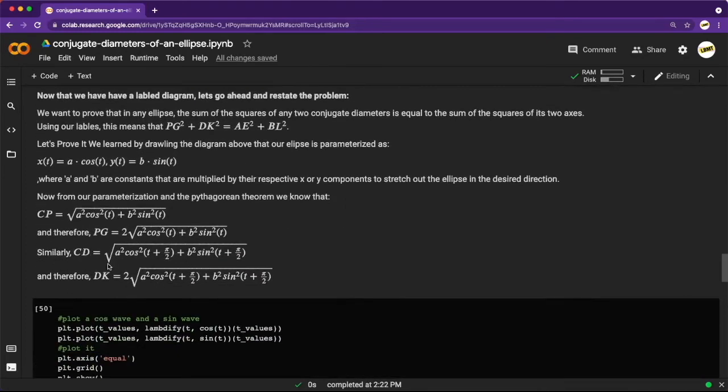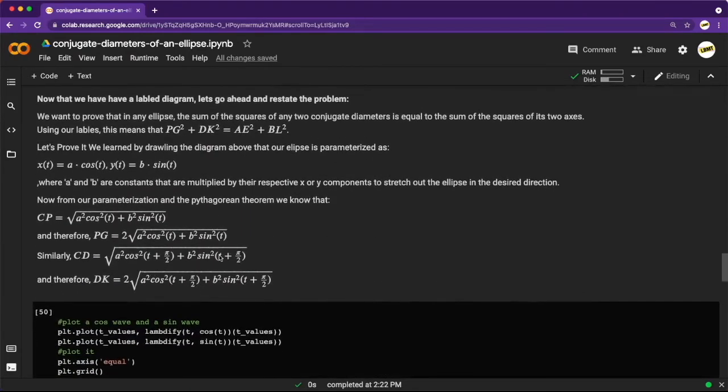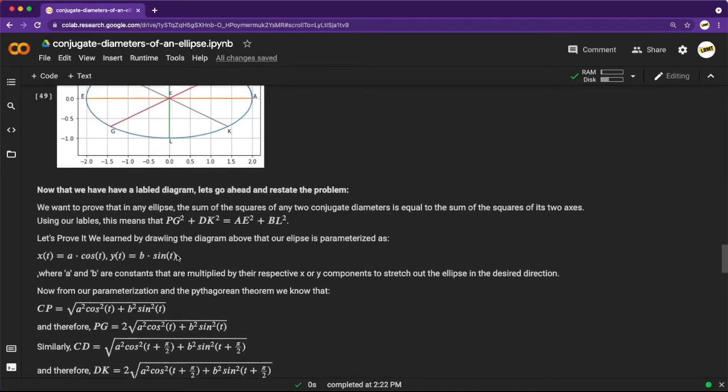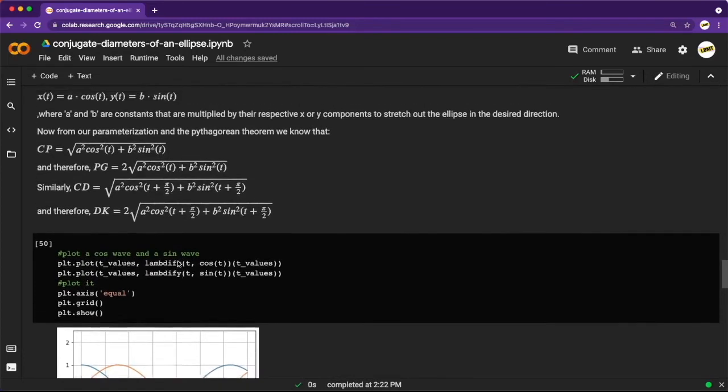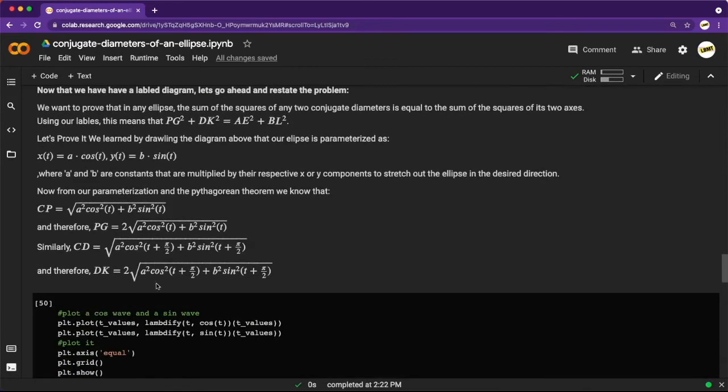So we did that down here. We just took that parameter, t plus pi over 2, which is going to give us that point that we're concerned about, that point D, and then we plug that into our parameterized curve and use the Pythagorean theorem just like before, and we got the length of CD. But now we want to get the full length of DK. So the full length of DK is going to be from here all the way to here. Well, that's just 2 times the length of DC. So we just multiply that by 2. That's exactly what we did here. We multiplied the length of CD times 2, and we got DK. So there's our formula for DK.